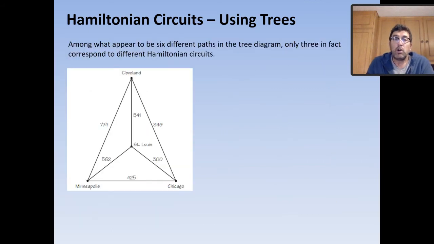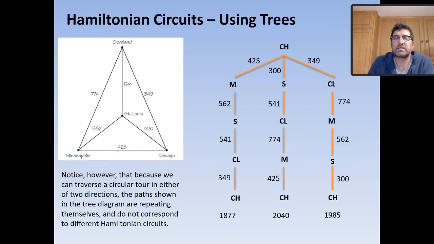So among what appear to be 6 different paths in the tree diagram, let's just go back. You could have visited these in reverse. You could have gone Chicago, Cleveland, St. Louis, Minneapolis, Chicago. Or Chicago, Minneapolis, Cleveland, St. Louis, Chicago, and so forth.